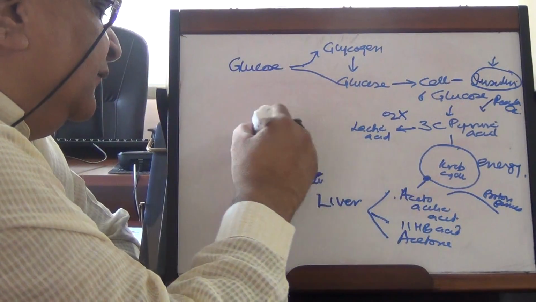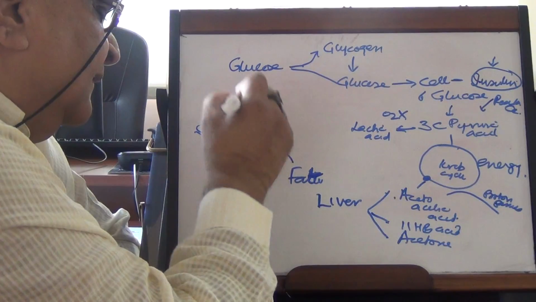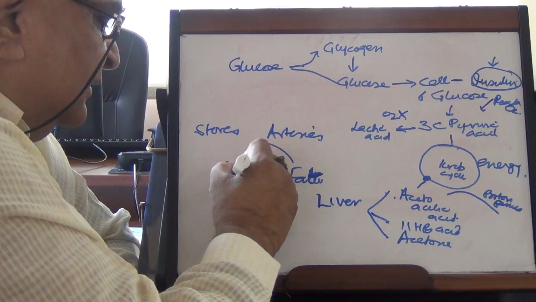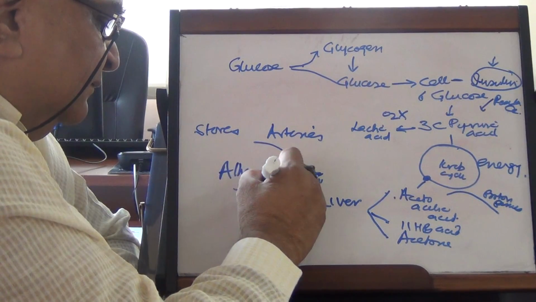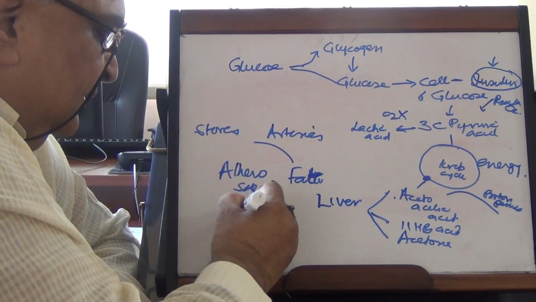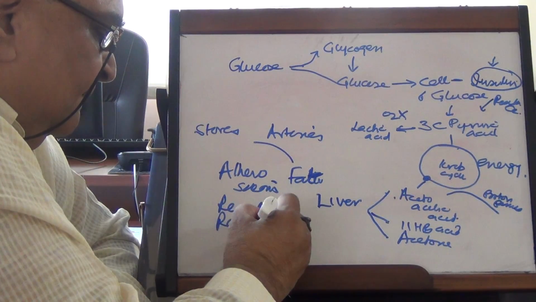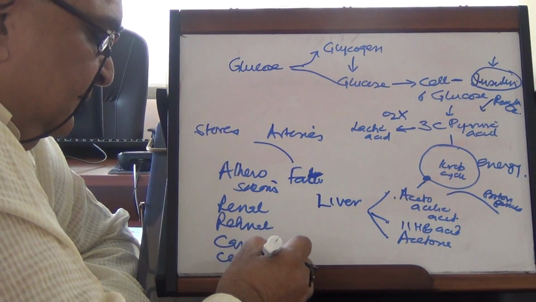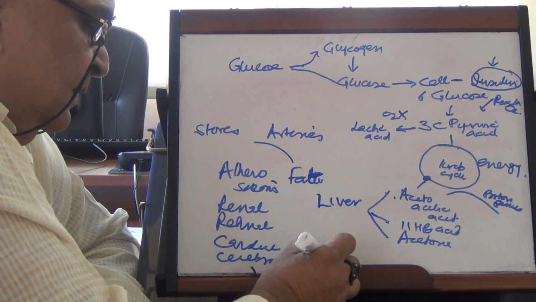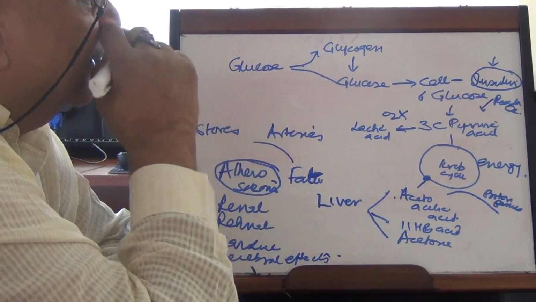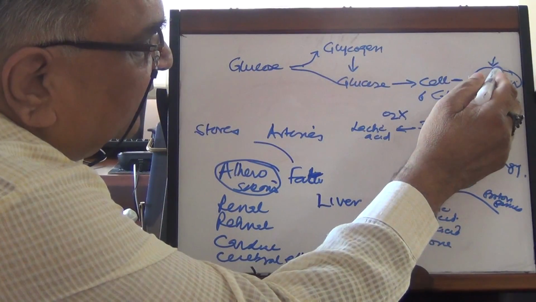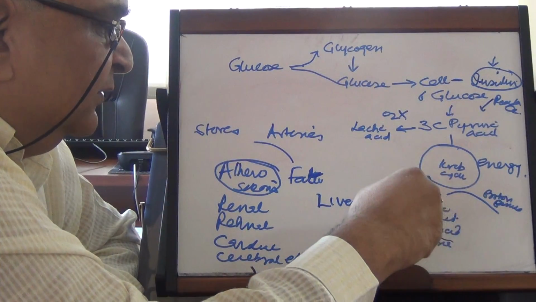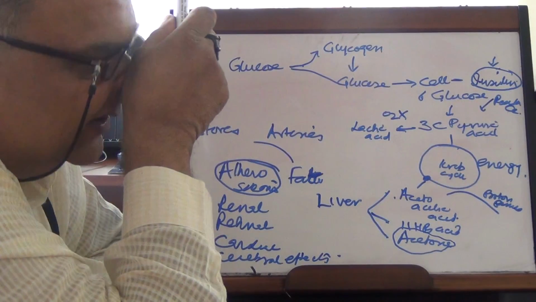And this fat has moved from the stores of fat through the arteries, has produced atherosclerosis in the arteries, and therefore there are renal, retinal, cardiac and cerebral effects of atherosclerosis, which you see in insulin failure or diabetes mellitus. Also, since acetone is produced, there is diabetic ketoacidosis.